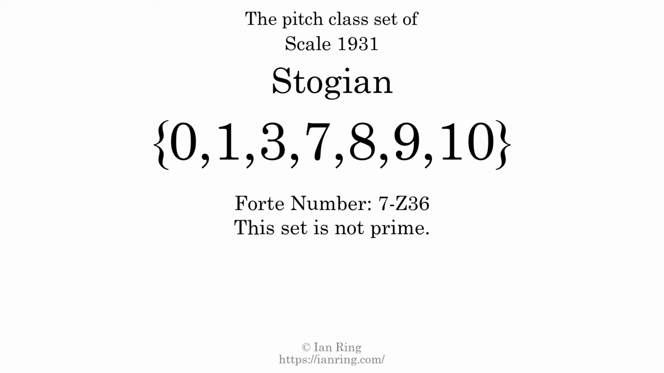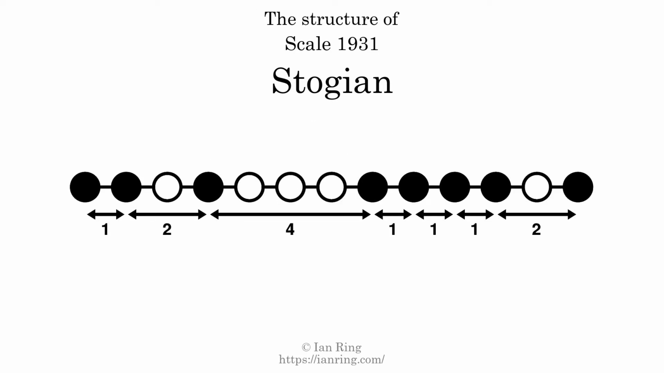The pitch class set for this scale is 0, 1, 3, 7, 8, 9, 10. The forte class is 7Z36. This set is not prime. The structure of a scale is a description of the interval distance between each successive tone. This scale has a structure of 1 2 4 1 1 1 2.